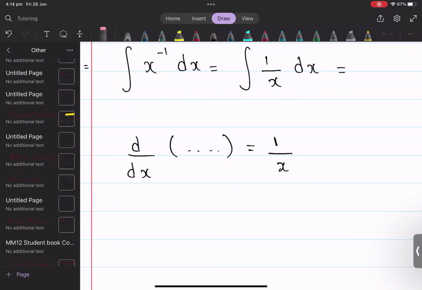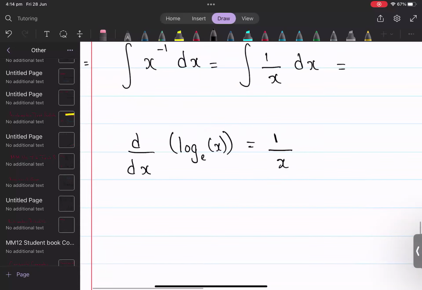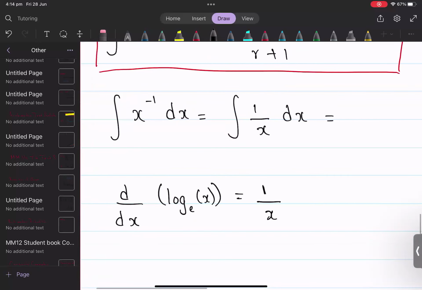For those of you still wondering, the answer was the natural log, or log base e of x. The derivative of log base e of x was equal to 1 on x. So if I want to undo my derivative, so if I want to anti-differentiate 1 on x, I should get back the thing that I differentiated in order to get this.